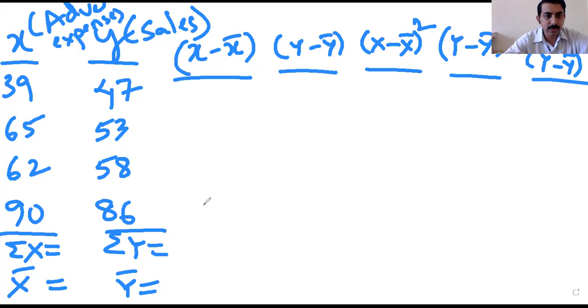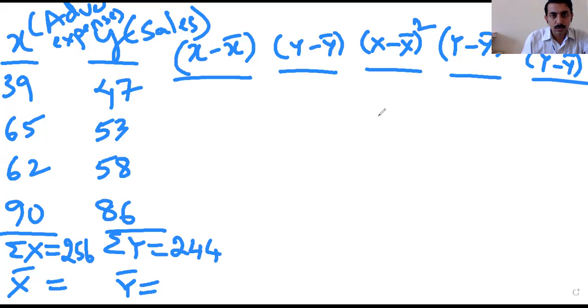Okay, the averages are 64 and 61. But what is the answer for the summation? Summation is 56 and 2. Is the same answer across all of them? Likewise, determine x minus x bar.